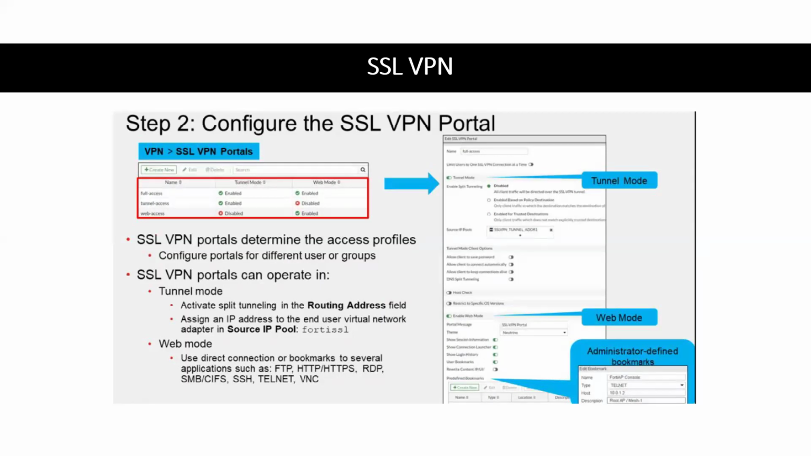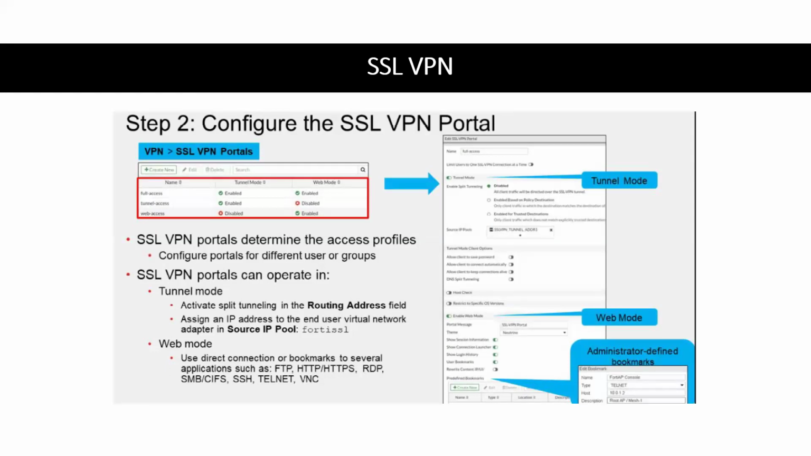And so we can configure, right? Sometimes with the FortiGates out of the box, they'll have three pre-configured options. They have full access, tunnel access, and web access. With full access, you have access to both tunnel mode and web mode. With tunnel access, you only have access to tunnel mode, but web mode will be disabled. With web access, tunnel mode will be disabled and only web mode will be available.